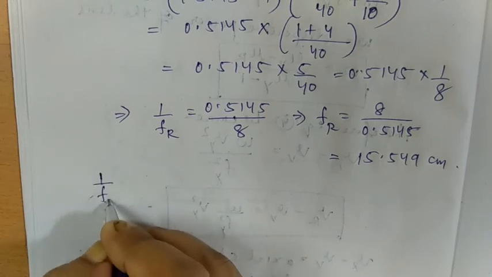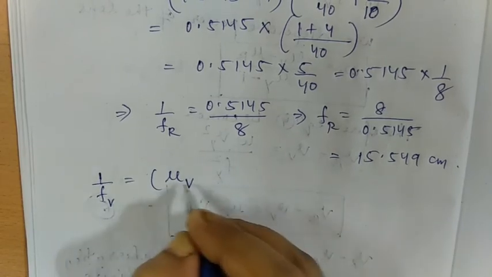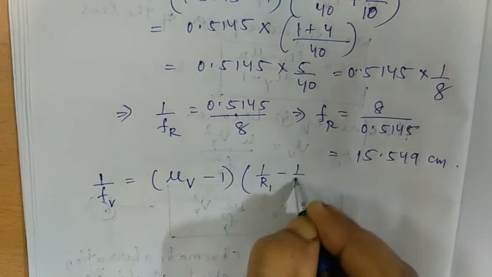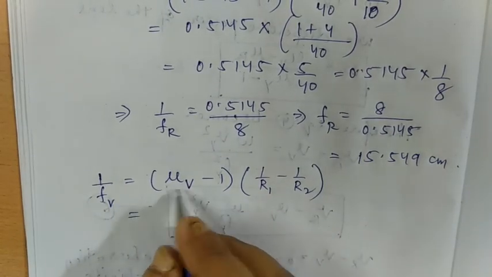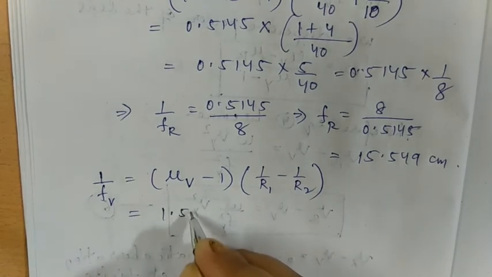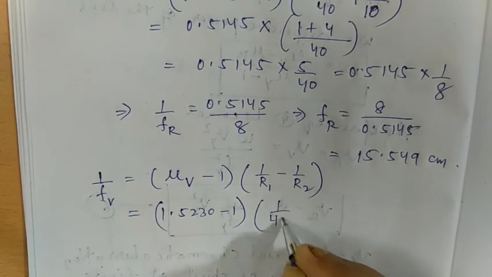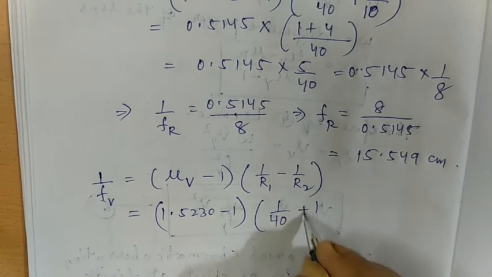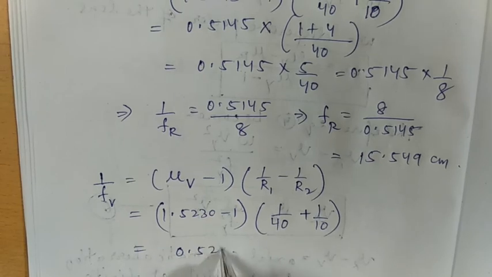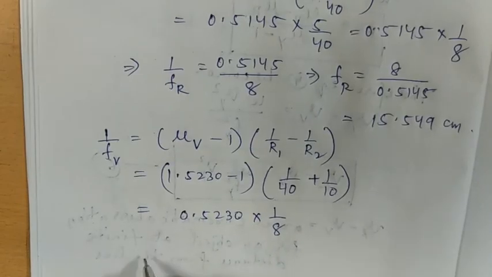So similarly, 1 by FV is equal to, here you will have mu V minus 1 into 1 by R1 minus 1 by R2. This is equal to mu V value, which is given as 1.5230, minus 1, into 1 by R1, which is 1 by 40, plus 1 by 10. So if you solve this, 0.5230 into, already we have solved, this is 1 by 8.